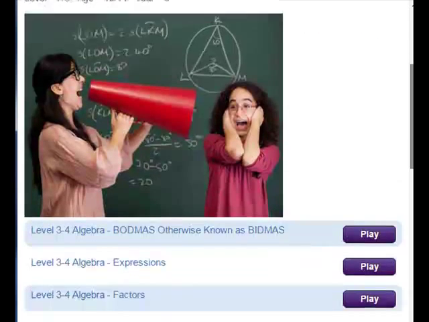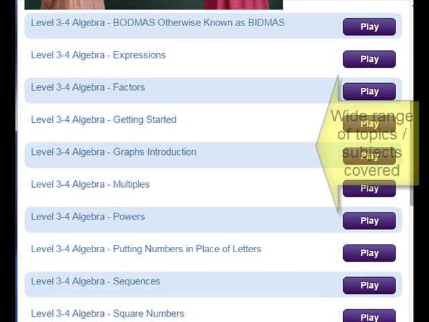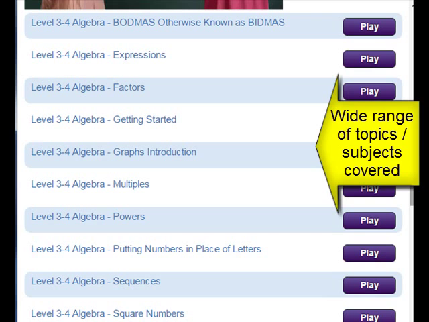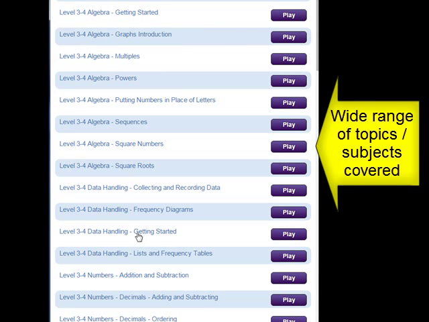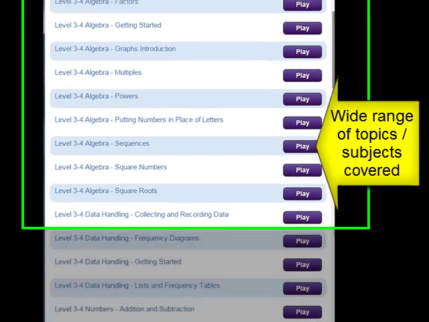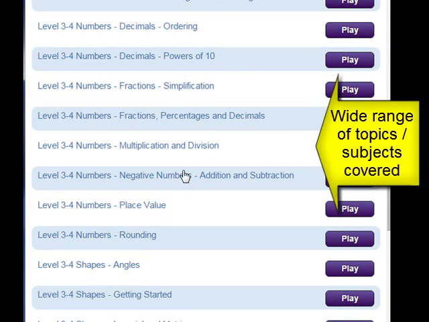Now, if you scroll down, this is the great part of this quiz. It has a wide range of questions on a wide range of topics. It covers bus mass, expressions, factors, graphs, multiples, powers, sequences, square numbers, frequency diagrams, addition and subtraction. Going down the list, there's a comprehensive list of things that it covers.